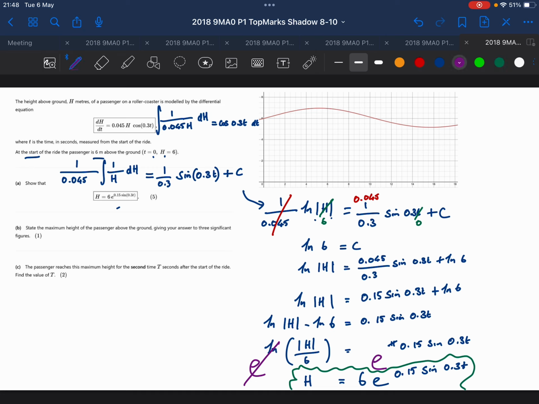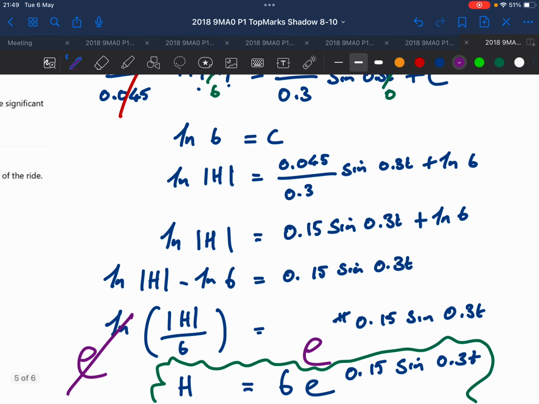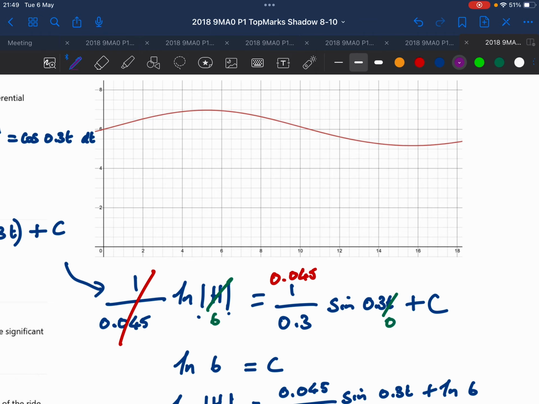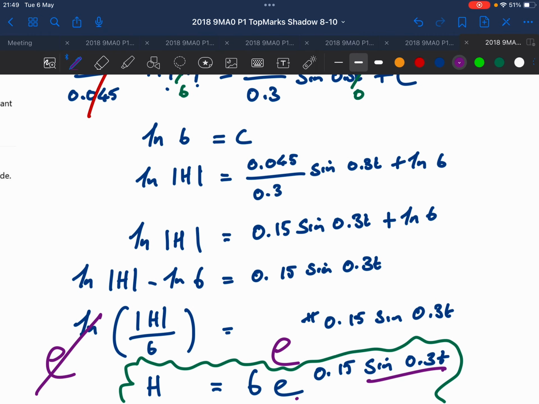So state the maximum height above ground. The maximum height. Okay, that's an interesting question because with e, we normally think that e can just go on forever and ever. So why is that not going on forever and ever? You can see that in the picture that it doesn't go on forever and ever. Well, it's got to do with the fact that sine only gives you certain values, doesn't it? It gives you values ranging from -1 to 1. So which of those values would help this the most? Well, 0.15 times 1 seems to be the answer, doesn't it?